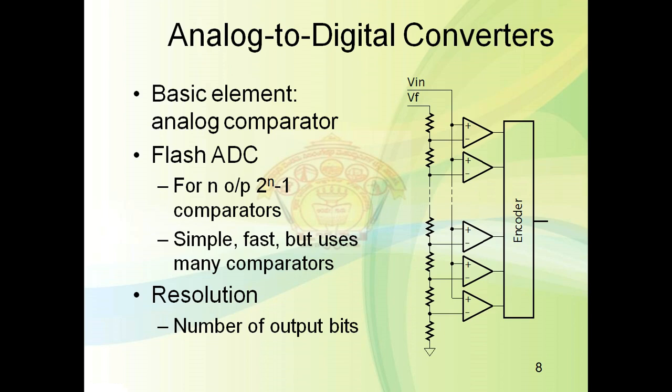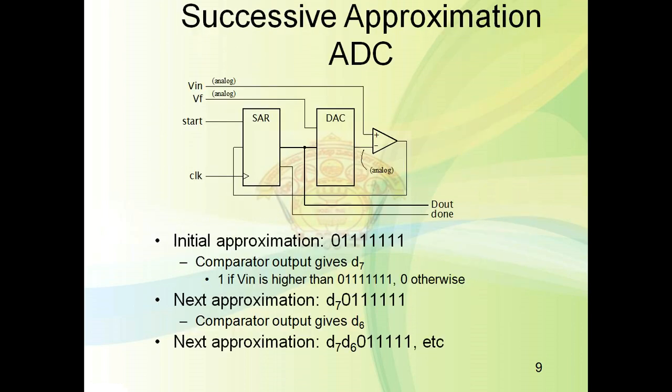Okay, so we have the resolution of 8 bits. So the number of output bits is 8 bits. That is a common type of ADC. Okay, so another A to D converter is the successive approximation ADC.